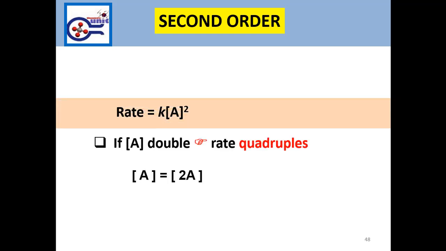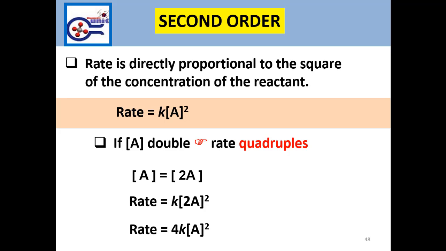Okay, next yang ketiga adalah second order reaction lah. Second order reaction maksudnya concentration reactant tu is to the power of 2 lah, baru dia second order. Okay, so rate is directly proportional to the square of the concentration of reactant. Maksudnya, katakan kalau concentration reactant kita double, rate dia akan naik 4 kali ganda. Okay, dia sebab dia square.